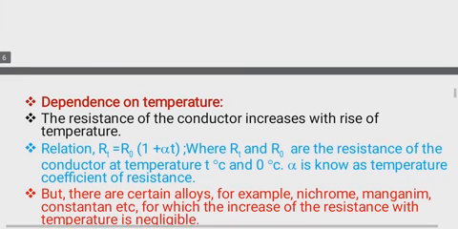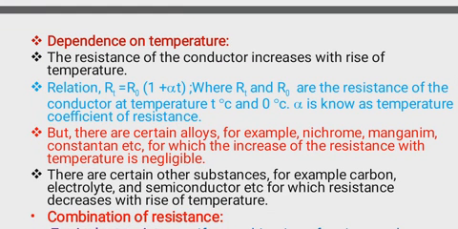But there are certain alloys such as nichrome, manganin, constantan, etc., in which the increase of resistance with temperature is negligible. These are used as good conductors, meaning current passes through the wire but the resistance offered is very small. There are certain other substances, for example carbon, electrolytes, and semiconductors, whose resistance decreases with rise of temperature. So today we will stop here.